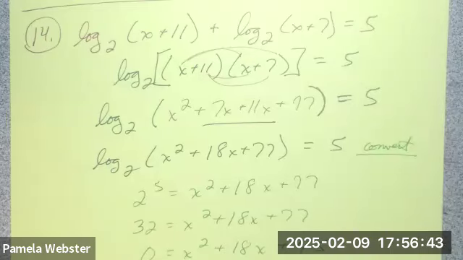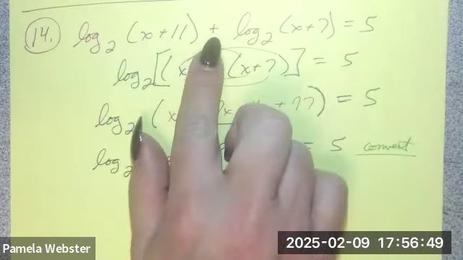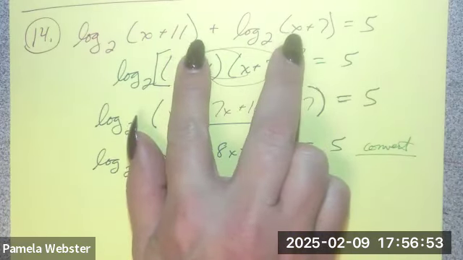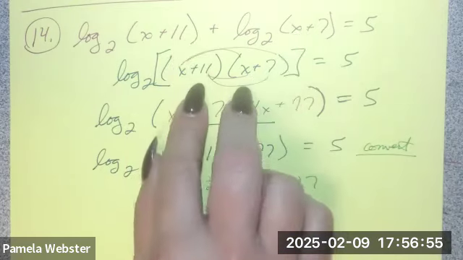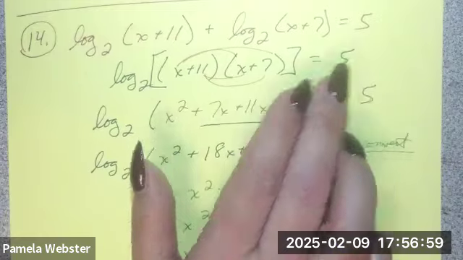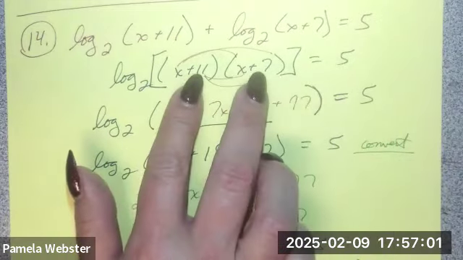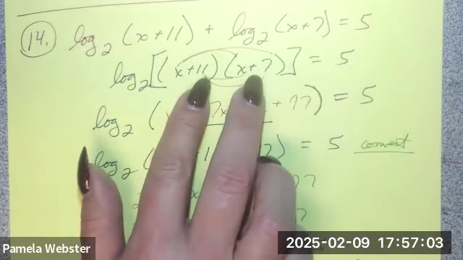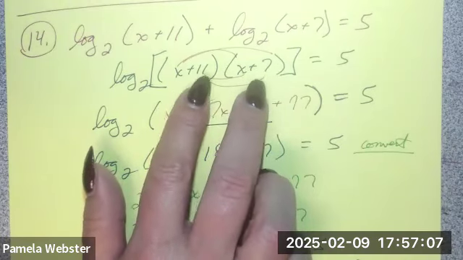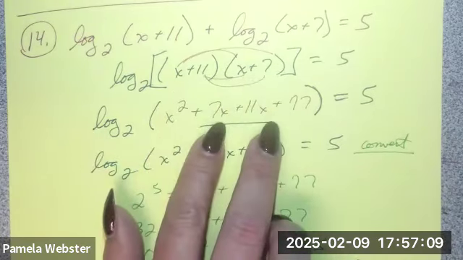Okay, so I have this thing worked out. I'm using the property from the logs where if you're adding two logs, the argument inside must have been multiplied. So I put them together. I multiplied them. Log base 2 of this stuff equals 5. I went ahead and multiplied that out. So you ought to be able to distribute those through FOIL, whatever you want to think of it as. I've got that multiplied out and worked out.